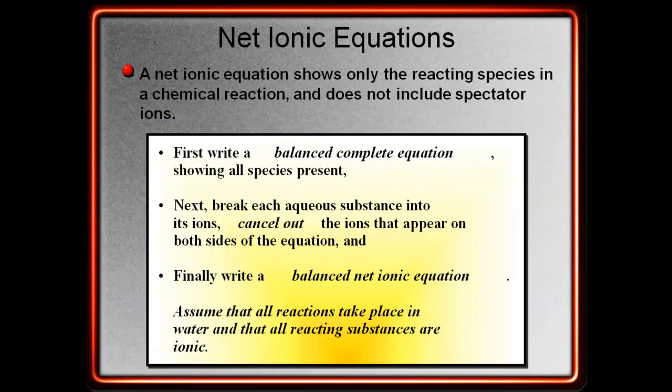So again, let's recap these steps in writing balanced net ionic equations. First, you're going to write a complete balanced equation. This is with the compounds intact. Then you're going to break each of the aqueous substances into the ions, canceling out any spectator ions. Once you've canceled out the spectator ions, you're going to finally write a balanced net ionic equation.